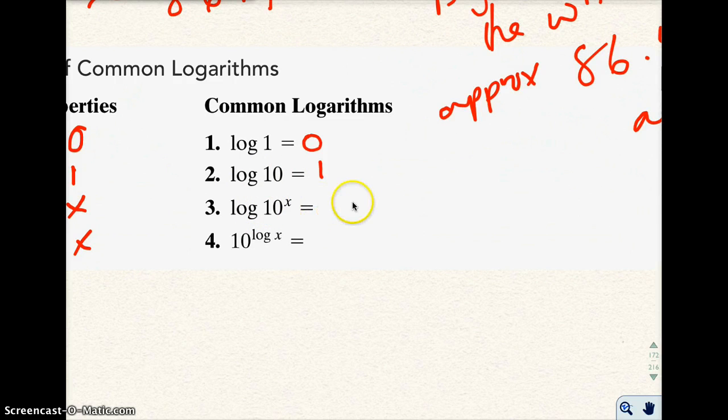10 to what exponent will give me 10 to the x back? I need x. And 10 raised to the log base 10 of x, the base is the same here, so I just get x.